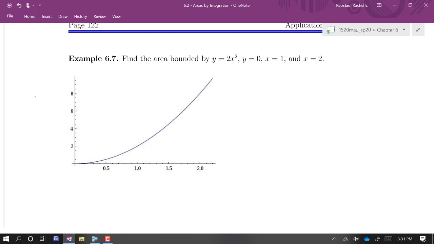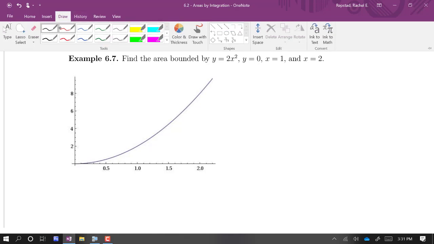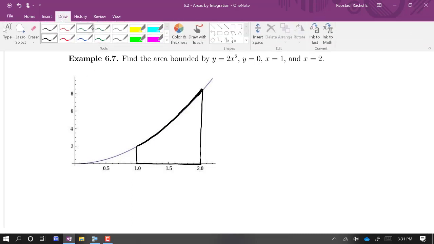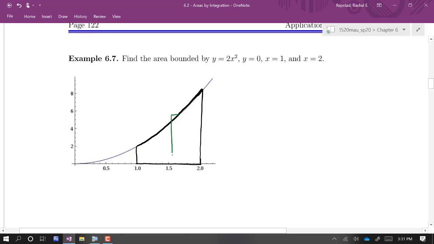So 2x squared, y equals 0 is the x-axis. X equals 1, x equals 2, those are these vertical lines. So we end up with the region that looks like this. I want to make sure I know what this region looks like. And if I were to approximate this area using rectangles, I would draw a rectangle that looks something like this, right? A nice vertical rectangle here.